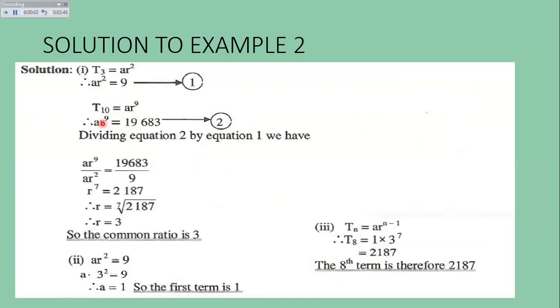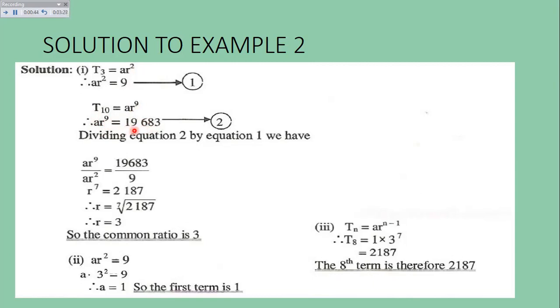Right, so here we are. T3 is the same as A times R power 2, but the value for T3 is 9. So we are saying A times R power 2 is equal to 9. That's equation 1. Then T10 is equal to A times R power 9, and we have been given the value for T10, which is 19,683. So A times R power 9 has got this value.